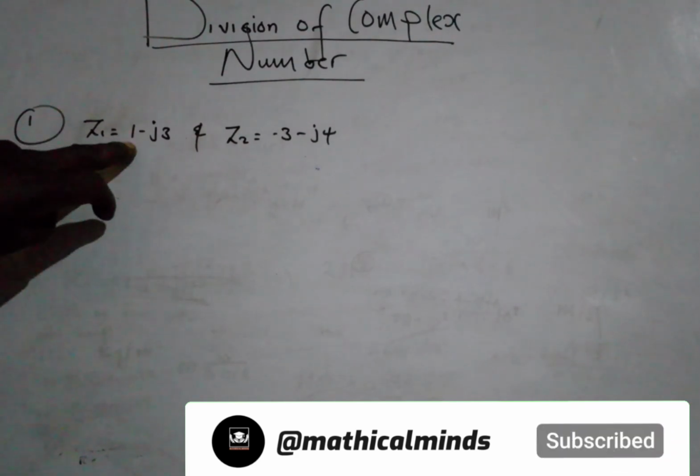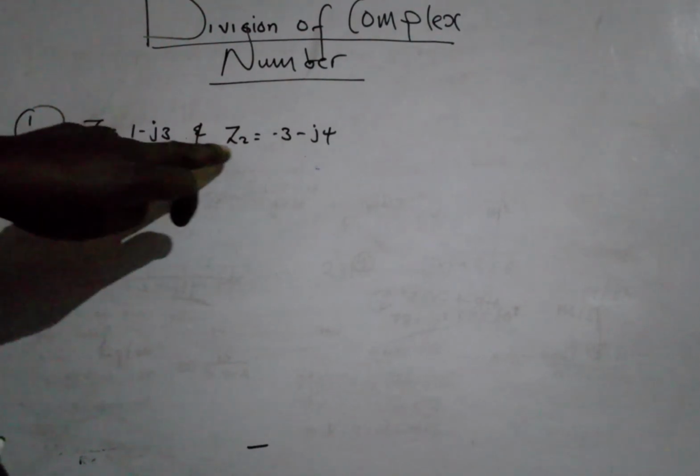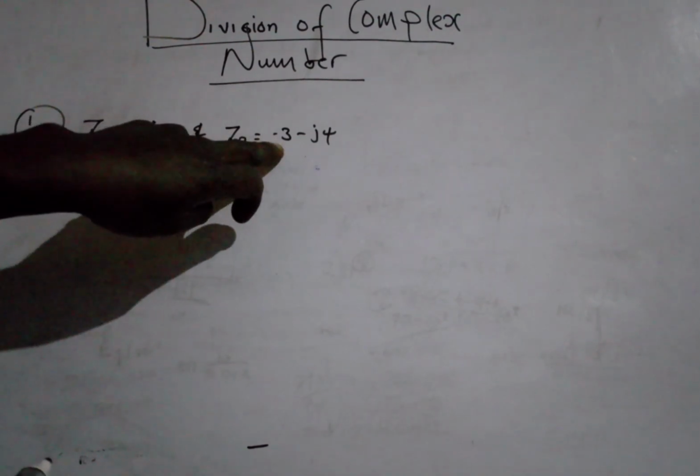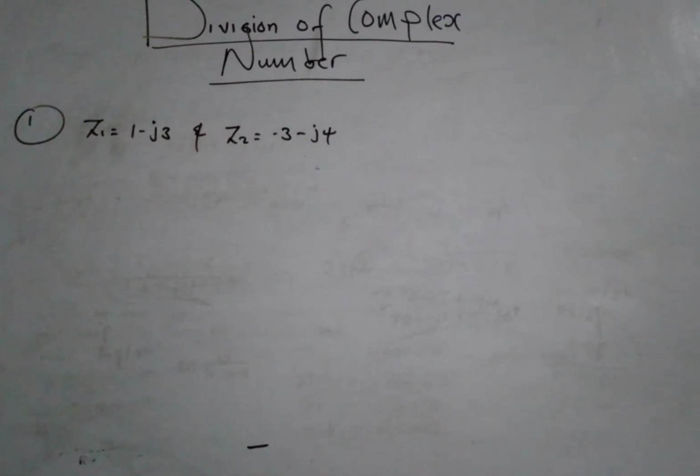Today's video we are looking at the division of complex numbers, and we have this question: z1 equals 1 minus i3 and z2 equals minus 3 minus i4. So how do you divide this question which we have?